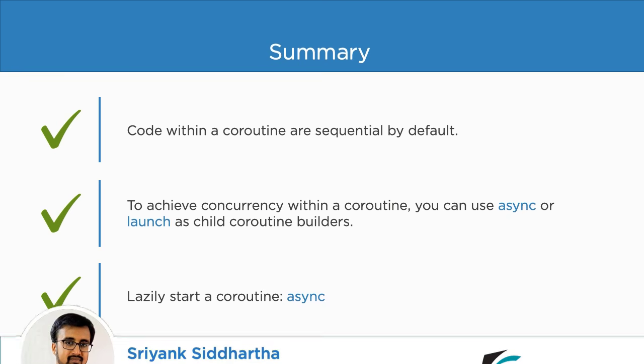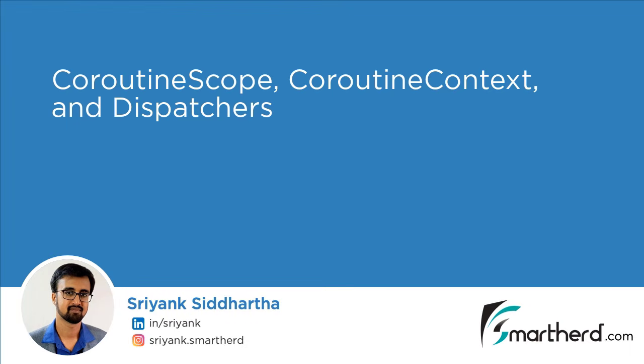In the next chapter, we will explore CoroutineScope, CoroutineContext, and dispatchers. And trust me, these are very sophisticated topics of coroutines that many developers get confused about. So let's jump on to our last and final chapter, that is chapter 5.